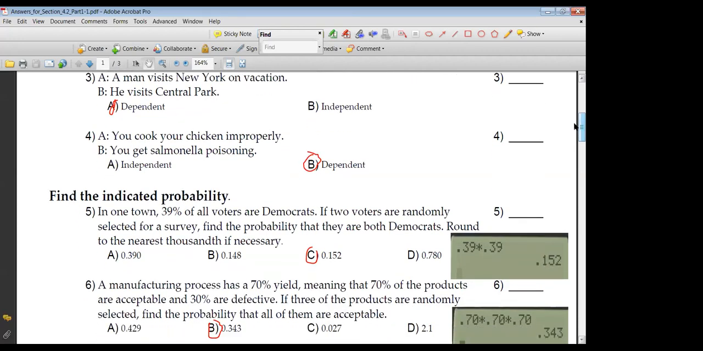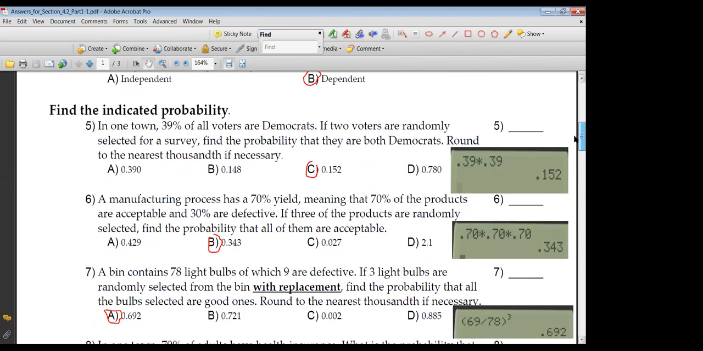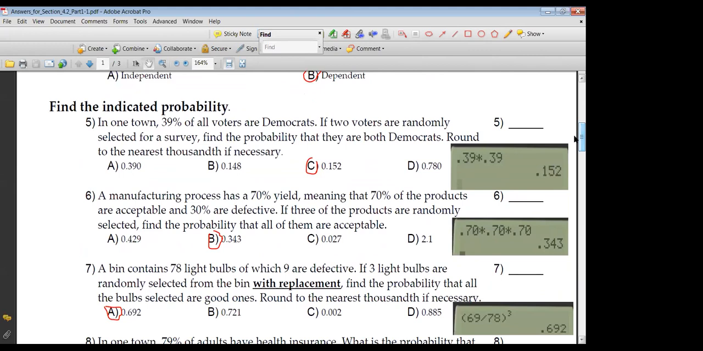You cook a chicken improperly, you get salmonella poisoning. Did the outcome of the first somehow affect the outcome of the second? Yeah, cooking it improperly probably had a lot to do with you getting salmonella poisoning. Dependent events. All right, pardon me for laughing. Nothing funny about salmonella, I guess.